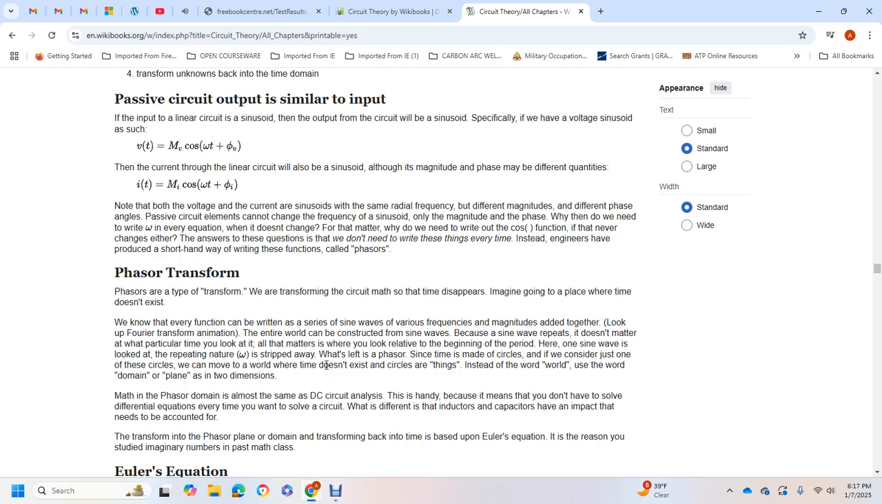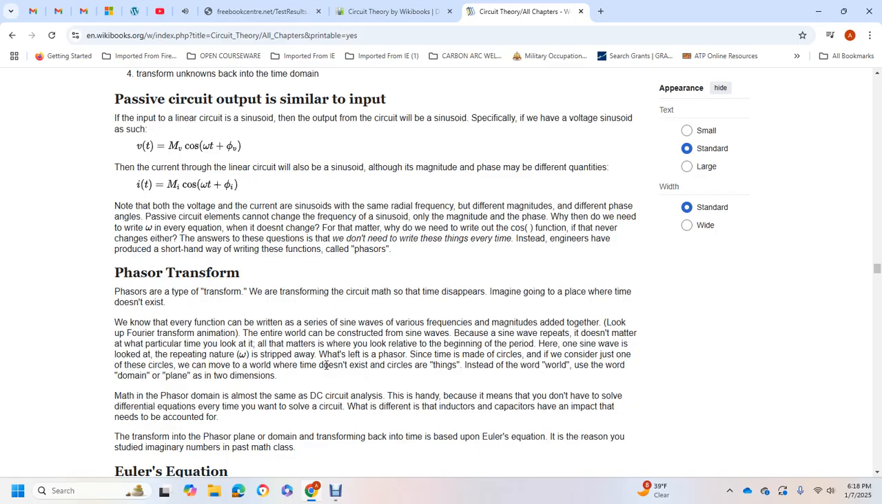The construction of the sine wave repeats and does not depend on a particular time. Look at everything relative to the beginning of the period. The repeating nature of the wave is stripped away, leaving the phasor. Since the time is gone, it makes a circle, considered just one circle that cannot move. Time does not exist, as circles are things, and instead of the word world we use the word domain, and plane with two dimensions.